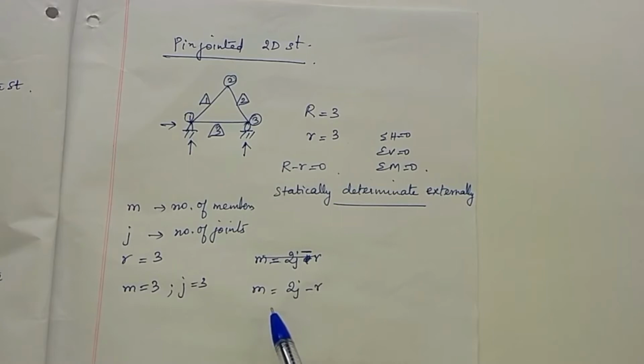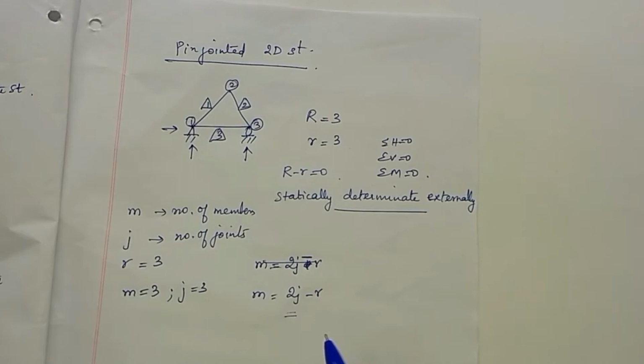If M is less than 2J minus R, then I can tell it is an unstable structure or deficit structure. The members are less than the equilibrium equations. If M is greater than 2J minus R, then I can tell it is a statically indeterminate structure. Let me calculate whether the structure is statically determinate or indeterminate internally.